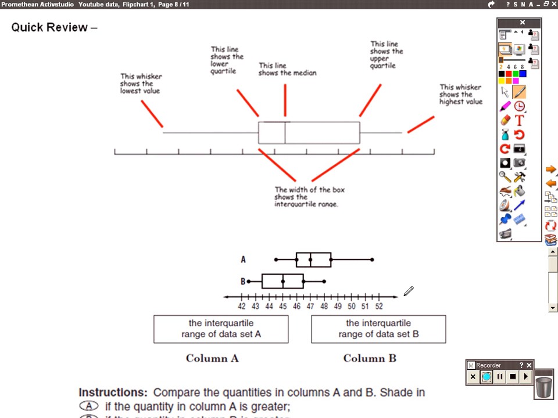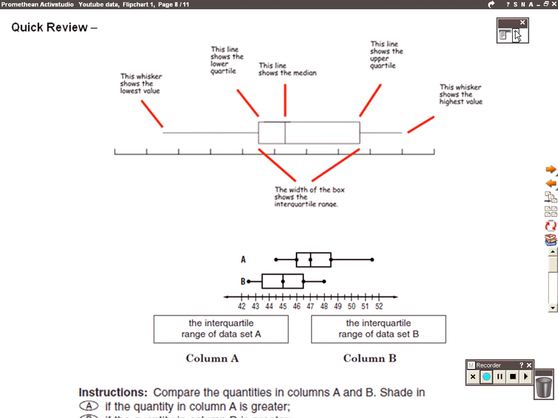This is the last video in the data unit, and in this last video we want to spend some time looking at box and whisker plots and how to interpret those. In your packet you'll see a page that looks just like this that takes a box and whisker plot and shows you what all of the values represent.